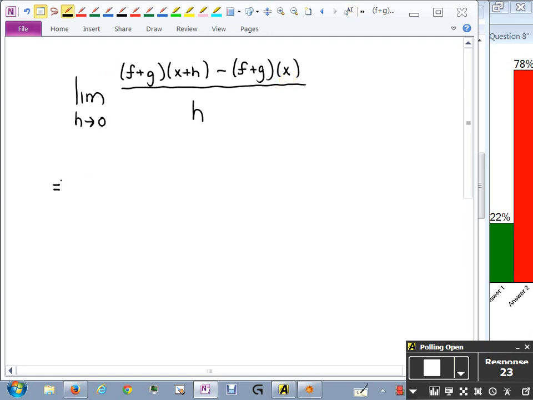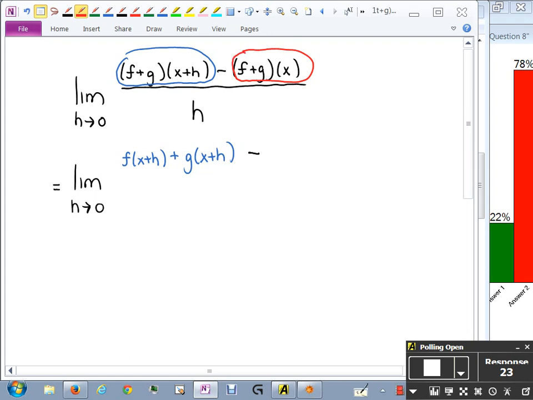So watch. This is all I do. It's almost so obvious, subtle, that it's like, what happened? I'm going to rewrite this as its definition from college algebra, which is f of x plus h plus g of x plus h. That's what it means when I write f plus g of x plus h. It means take the f function, plug in x plus h, add to that the g function with x plus h in it. Minus, now let me write down what this is. Maybe you can help me write that down. This means what? F of x plus g of x. That's all it means, right? And then I need to put a parentheses because of the distribution of this, all over h.